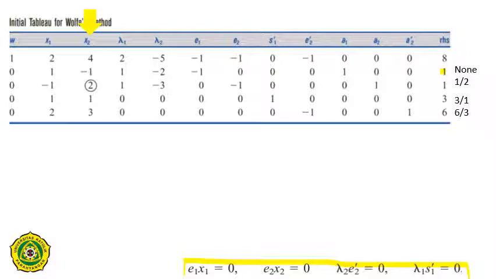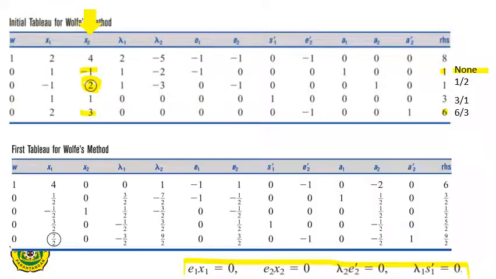1 divided by negative is none, and then 1 divided by 2 is 1/2, 3 divided by 1 is 3, and 6 divided by 3 is 2. And always pick the smallest ratio. And then in this part, if you recall the simplex algorithm, you need to make it equal 1, and then the other values in that x2 column must be 0.